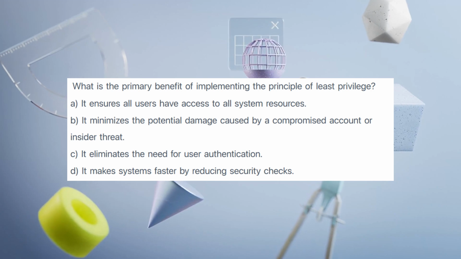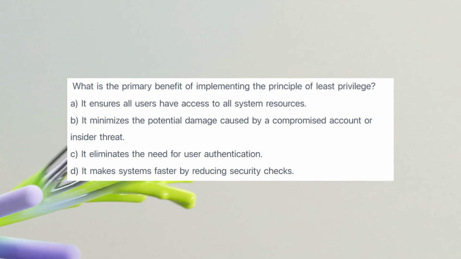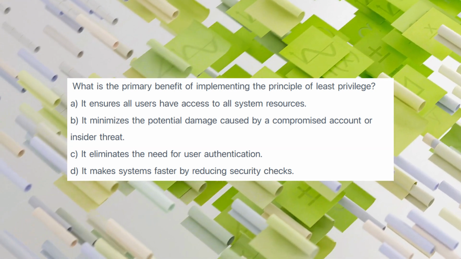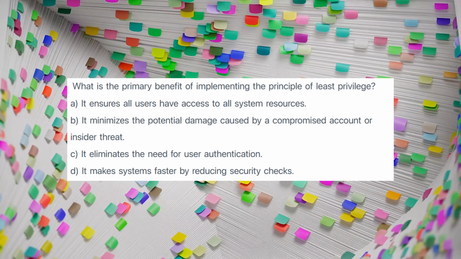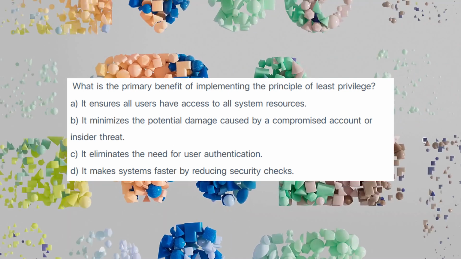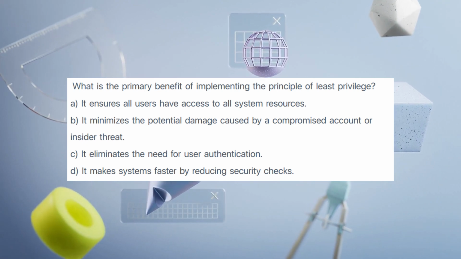What is the primary benefit of implementing the principle of least privilege? A. It ensures all users have access to all system resources. B. It minimizes the potential damage caused by a compromised account or insider threat. C. It eliminates the need for user authentication. D. It makes systems faster by reducing security checks. Take a moment to think.